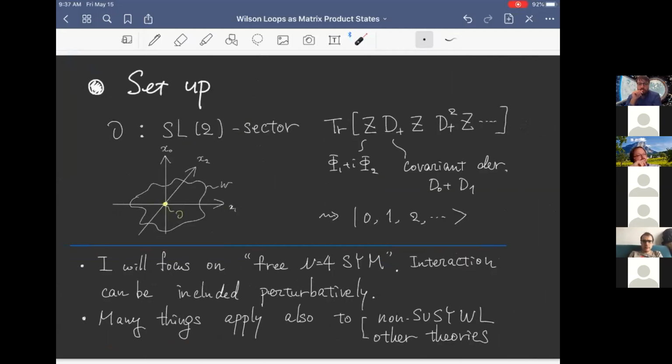I also want to specify what kind of operator I'm going to consider, just to be more concrete. The operator that I'm going to consider is the operator in the SL(2) sector, which is basically the operator made out of a complex scalar and one covariant derivative. This complex scalar I take to be phi1 plus i phi2, and this covariant derivative is D0 plus D1. I assume the Wilson loop is living, for instance, here, and this covariant derivative picks one direction from this plane and one direction orthogonal to this plane.